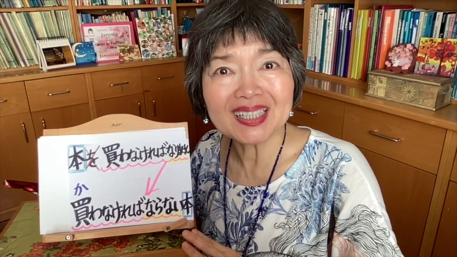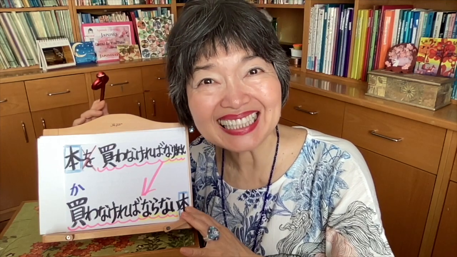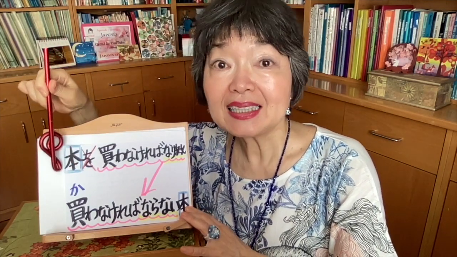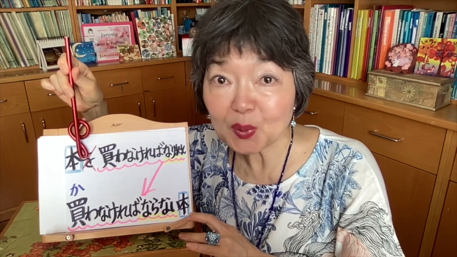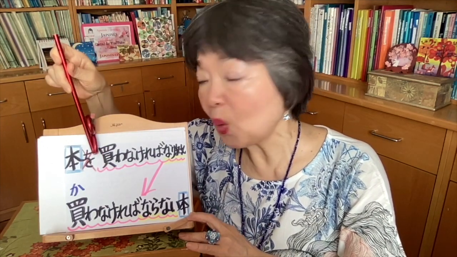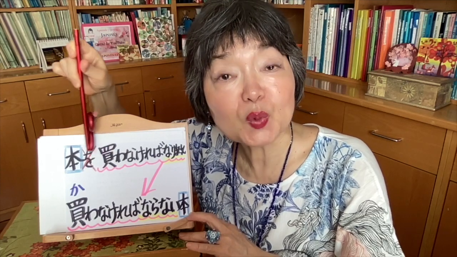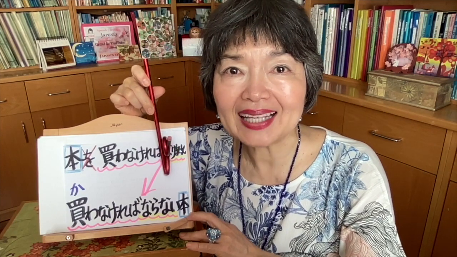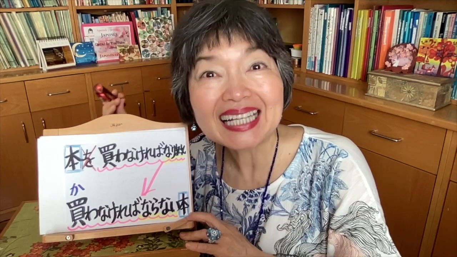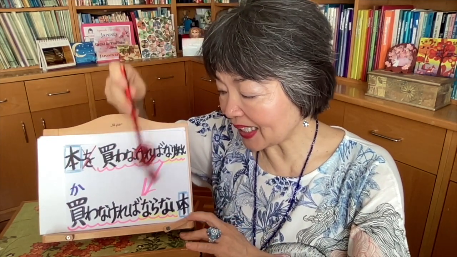I must buy a book. 本を買わなければなりません. And this word 本 is the word that I'm going to decorate, so it is going to be the last part. And this particle を we don't use here, because this を is together with 本. Okay? 買わなければなりません, I must buy. And the last part, なりません, you must change to the plain form ならない. So 買わなければならない本, the book that I must buy.